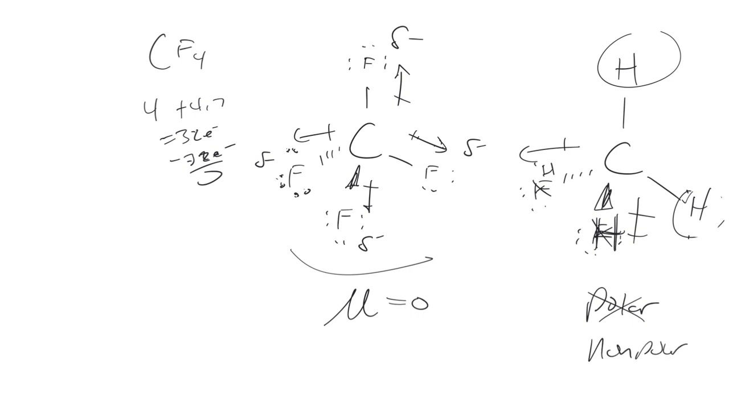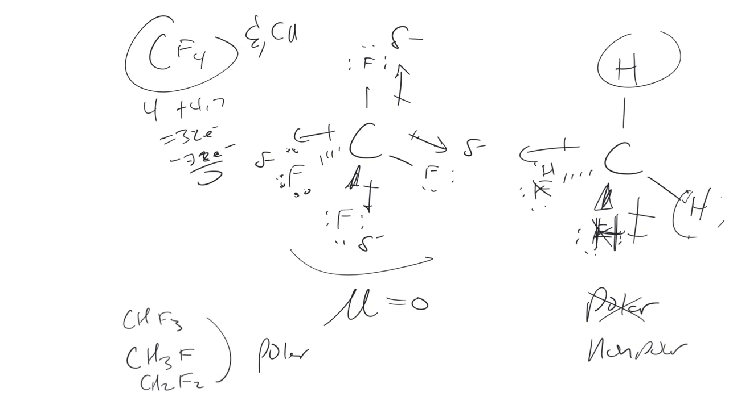So it's all about having a balance of charge, where we get a net charge that's more negative on one end of the molecule compared to the other. Just to summarize, CH3F is polar, CH2F2 is polar, CHF3 is polar. These are all polar, and the two that are nonpolar are CF4 and CH4. So those two are nonpolar.